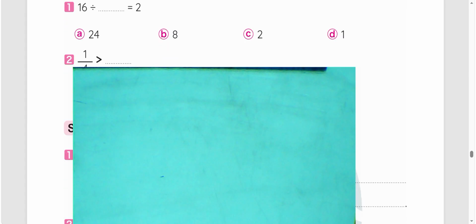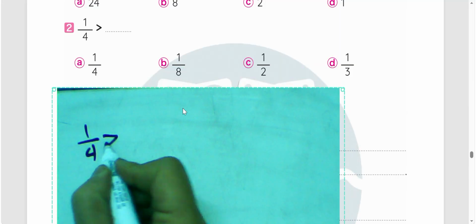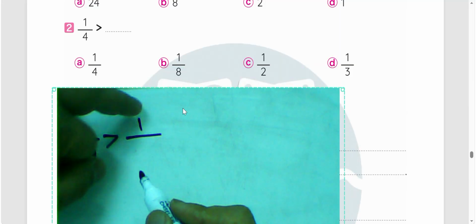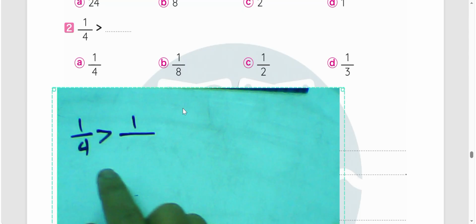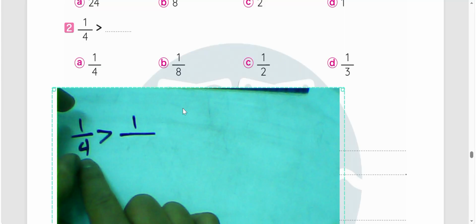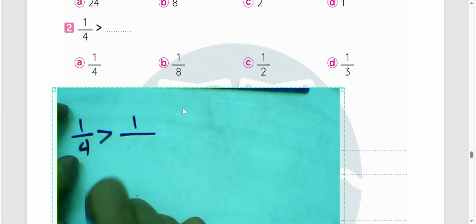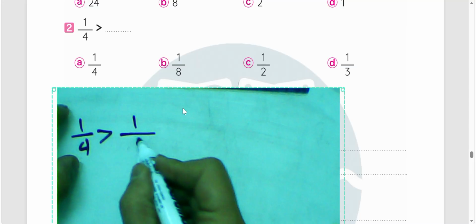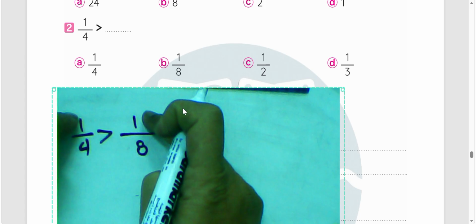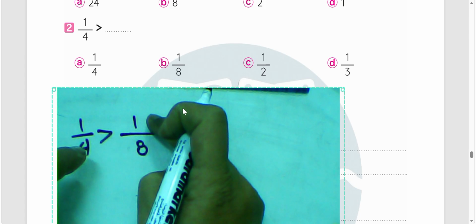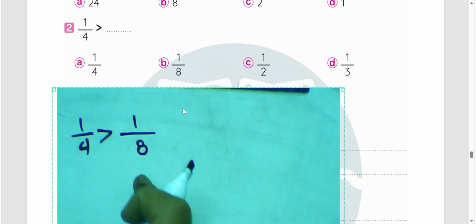Next question. 1 over 4 is greater than what? Look at here. We have like numerators. If we have like numerators, then the smaller value in the denominator gives me the higher value of the fraction. 1 over 4 is greater than what? Who can tell me? 1 over 4 is greater than 1 over 8. Yes, 1 over 8, because we have like numerators. If we have like numerators, then the smaller value in the denominator gives the higher value of the fraction. 1 over 4 is greater than 1 over 8.